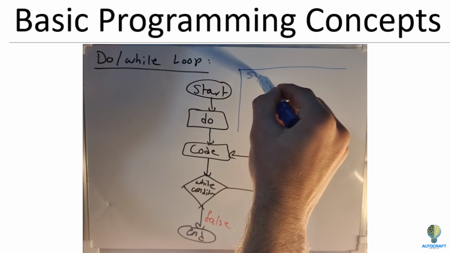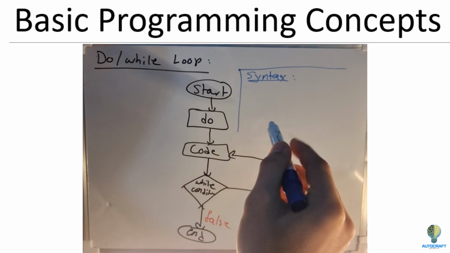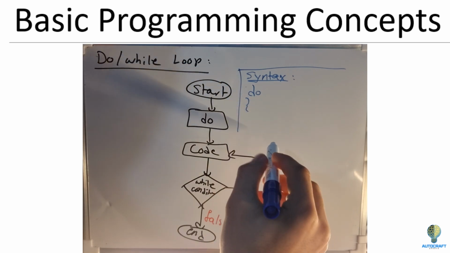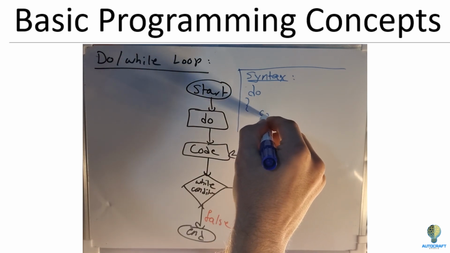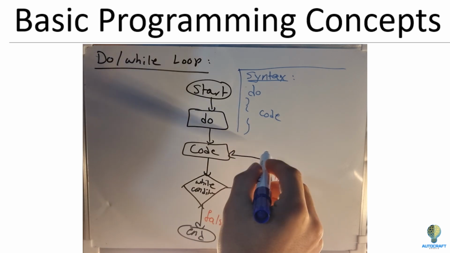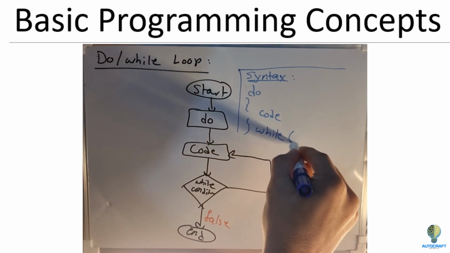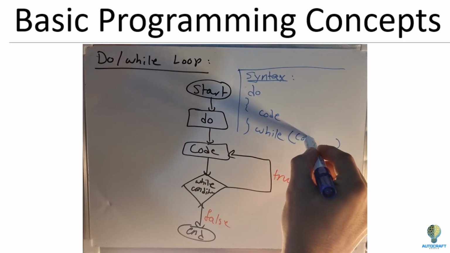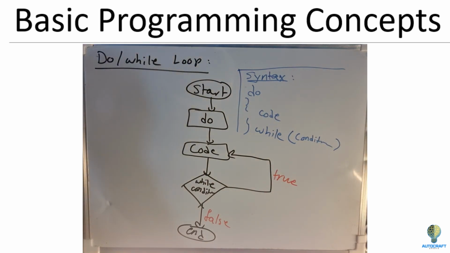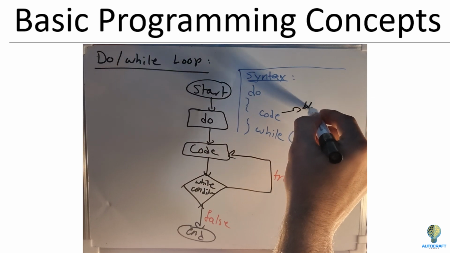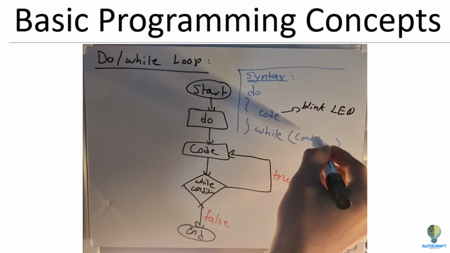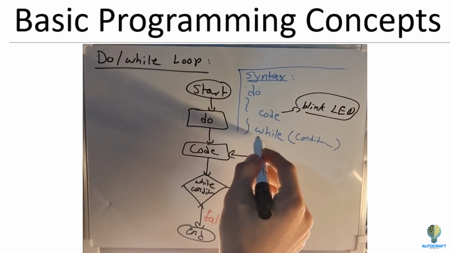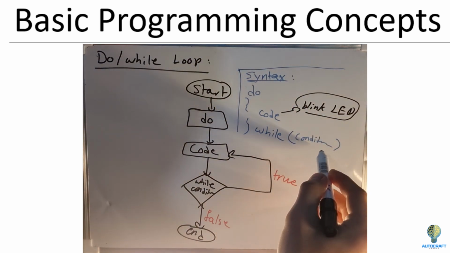Okay, its syntax. You have do, open a curly brace, write the commands you need, the code to run, close the curly brace, write the while condition, while, open parentheses, and write your condition. For example, we want to blink an LED once and continue only if a button is pressed. So in this case, the code to run is to blink the LED for the first time and repeat this action only if the while condition is true, which is button is pressed.